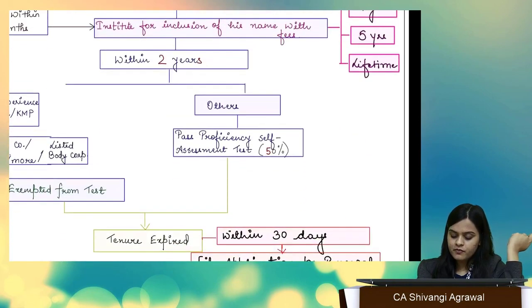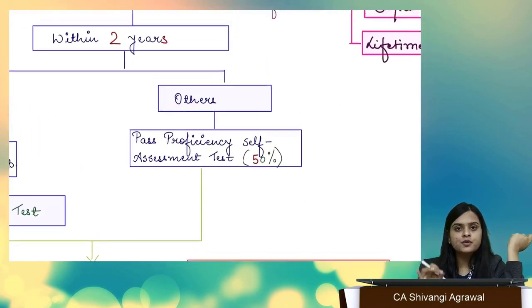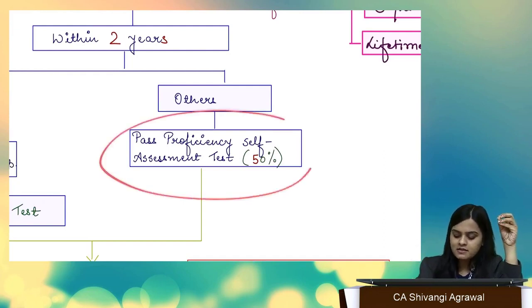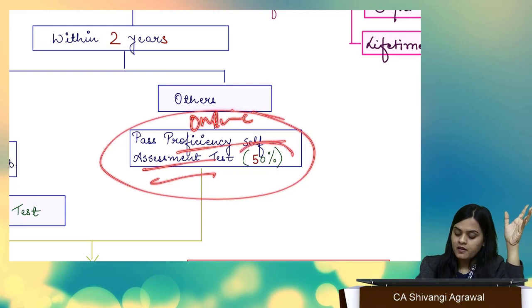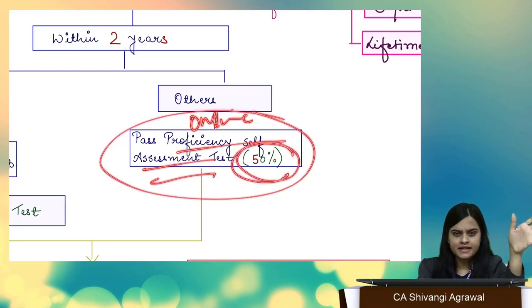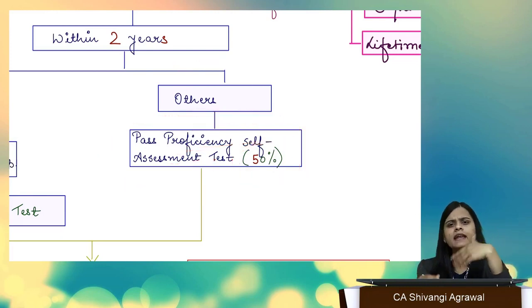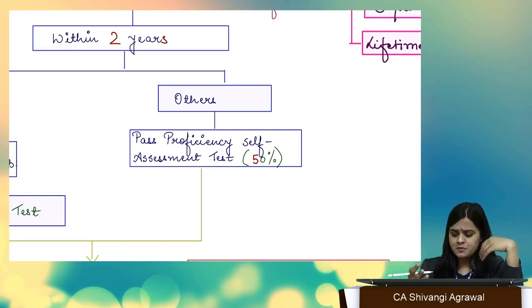Now, when you apply for inclusion of your name in data bank, within 2 years you have to pass a test. Online Proficiency Self-Assessment Test, OPSAT. With 50% passing criteria, there is no limit on the number of attempts. So within 2 years, you have to pass it. You have n number of times. So within 2 years, you can appear for the test n number of times and you can pass this test.